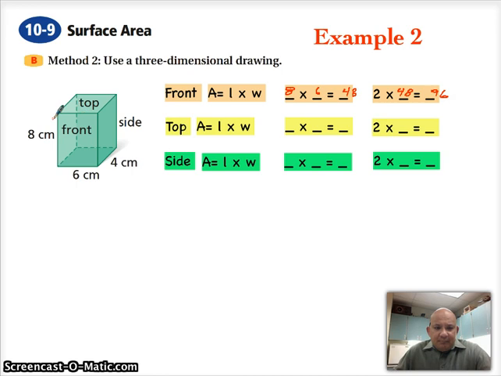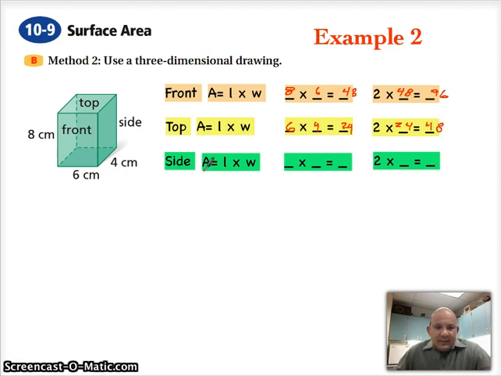Then I'm going to take the top. I've got 6 inches here and 4 inches here. So length times width, that means 6 times 4 is 24. Well, the top is congruent to the bottom side, so I'm going to go ahead and multiply by 2 to get the total area of the top and the bottom. 24 times 2 is 48.